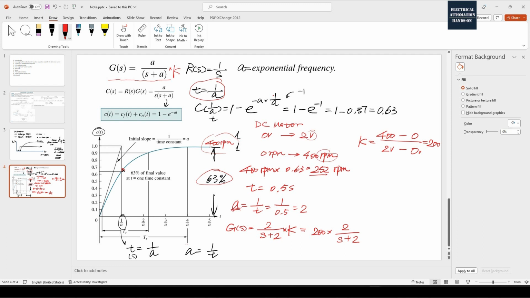In this case, there's one simple assumption: the initial status is 0. So when we calculate this K, it's quite easy. We can get this 200.